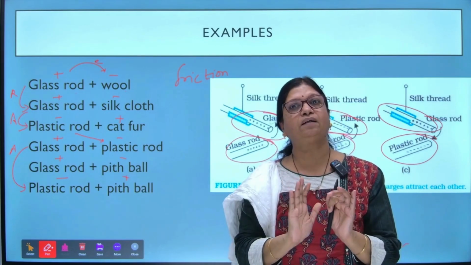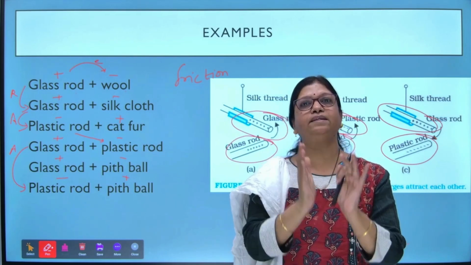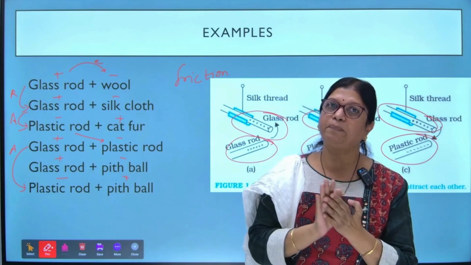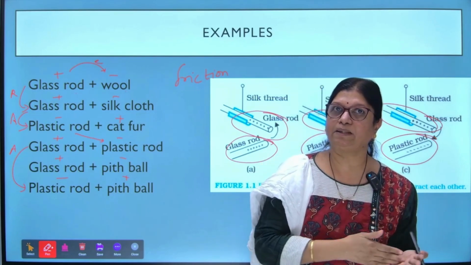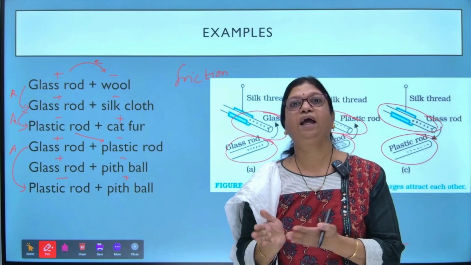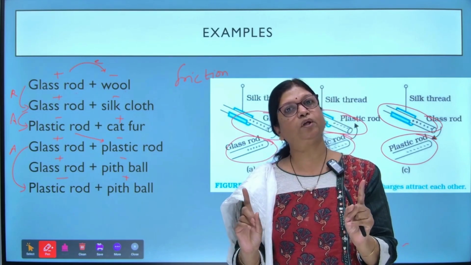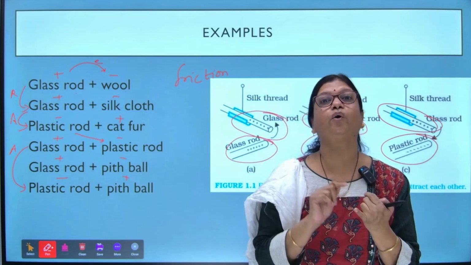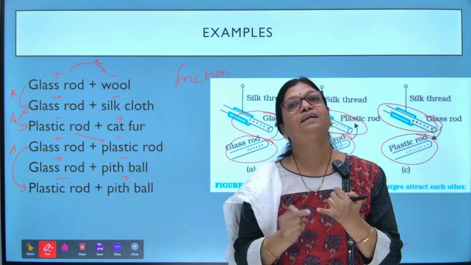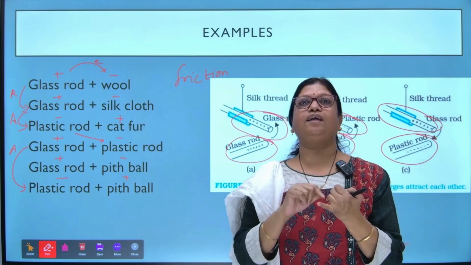So coming back to how to charge two insulators by friction, by rubbing. One body will get a positive charge, the other body will definitely get a negative charge. And once the charge is deposited on both the bodies, the charge will not move. The charge will be static. That's why we are talking about the concept of electrostatics.